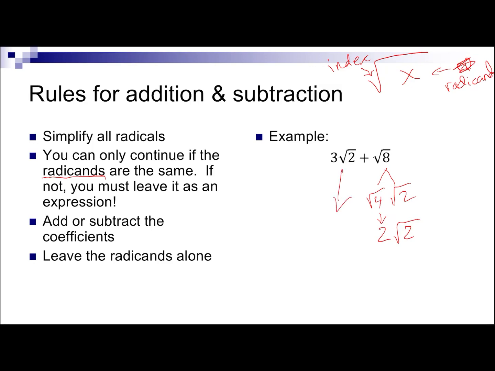We're just going to bring this down. So we have 3 radical 2 plus 2 radical 2. And I'm going to add 3 and 2 to get 5. And I leave radical 2 alone, and my answer is 5 radical 2. Here's some examples for you to try. Pause the video at this point to give yourself a chance to try them on your own.